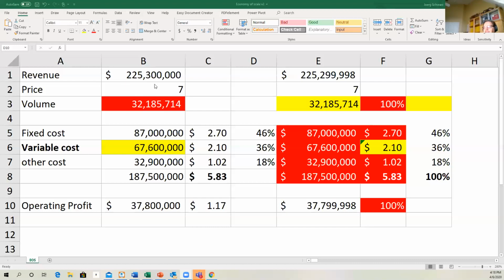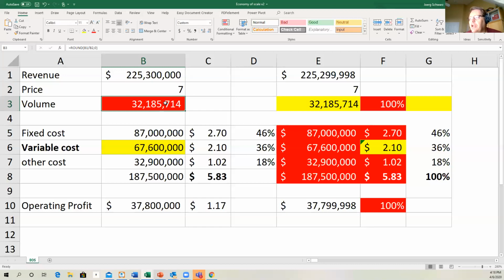Okay, so let me explain what you see here. In column B, I pulled numbers from the simulation in the year prior to the start of the simulation, so this is 2018. I pulled the revenue. I know the price is $7, so I calculate that the volume was 32 million. The volume is not in the income statement. That's why I calculated it.